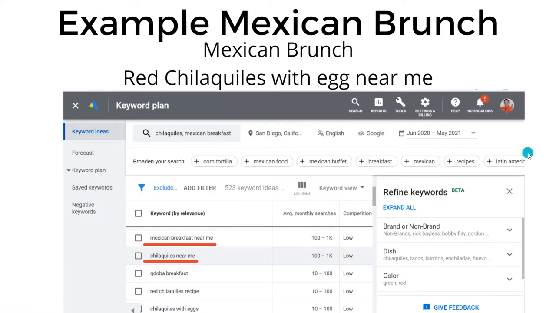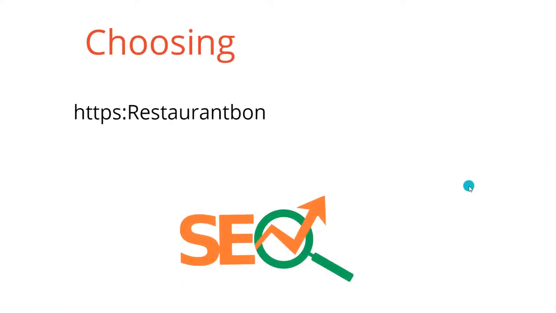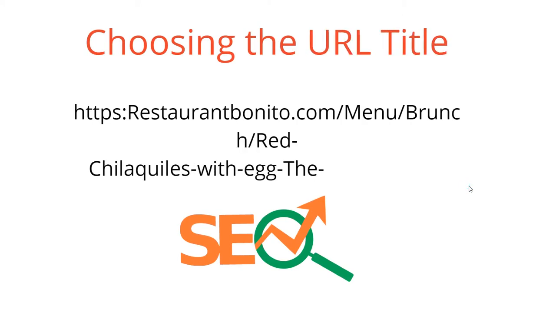Now let's move to choosing the URL title, and this is really important because this will be the first thing that Google will read, just to know what to recommend to you in their search appearance.